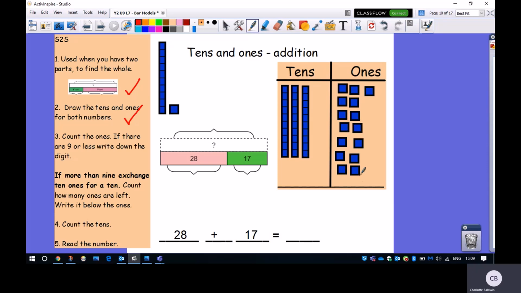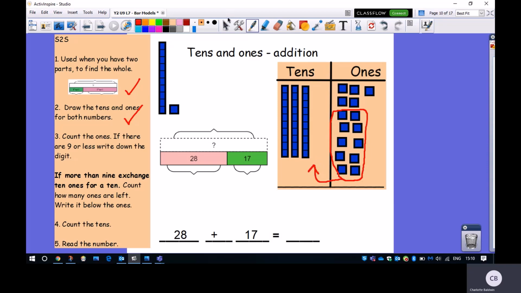Oh dear. Oh dearie me. Well, I know that doesn't work. I can only have 9 in there. So I need to group together 10. 1, 2, 3, 4, 5, 6, 7, 8, 9, 10. And that is a group of 10. And I'm going to move that 10 into the tens column.